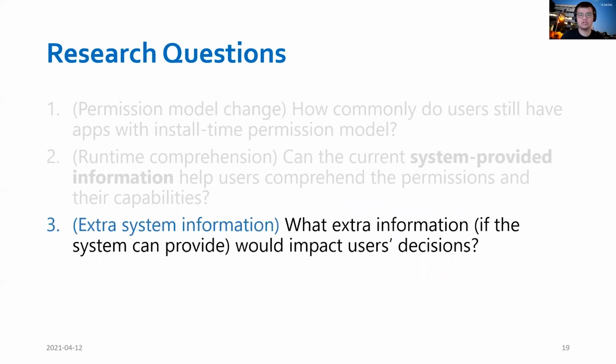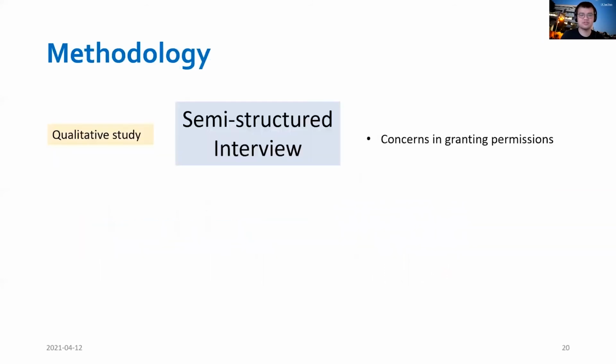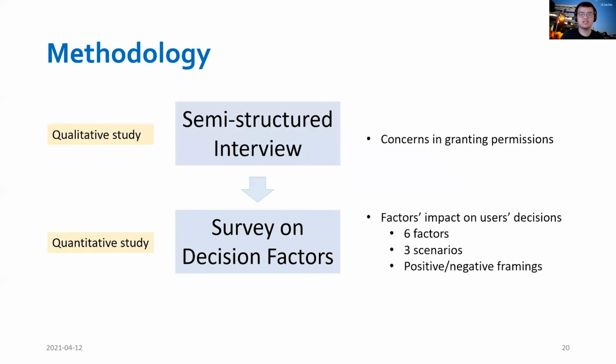In the end, we explore what the system can do to impact users' decisions. First, we performed a qualitative study to understand what concerns users may have in granting permissions. We performed a semi-structured interview with the users. Based on the interview study, we conclude 5 decision factors. Based on the decision factors, we designed a survey to quantitatively evaluate their impact. 3 simulated scenarios are designed for different permissions, and for each factor, we study both the positive and negative framings. Due to the time constraint, we will not present the findings for the quantitative study here.